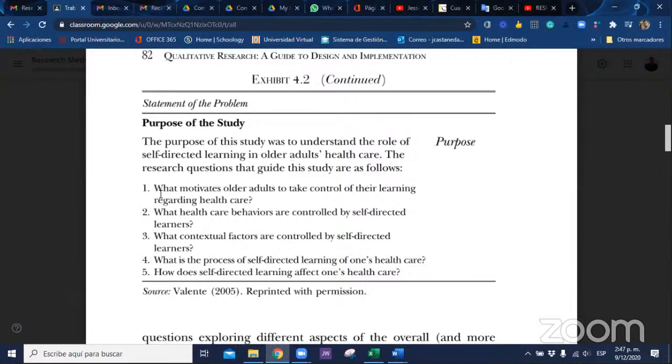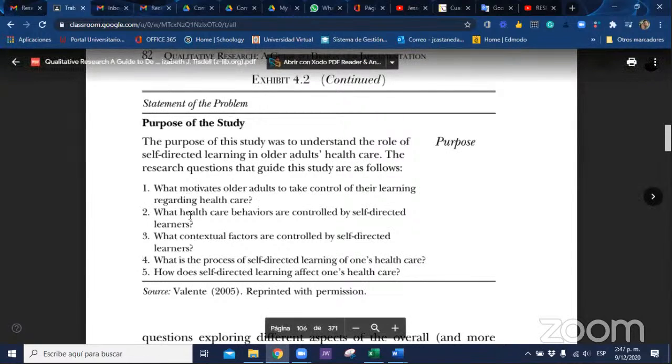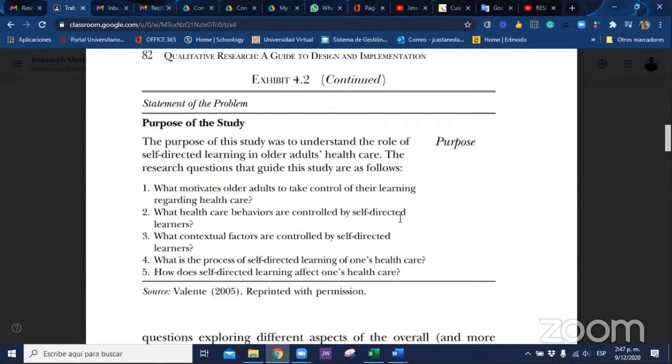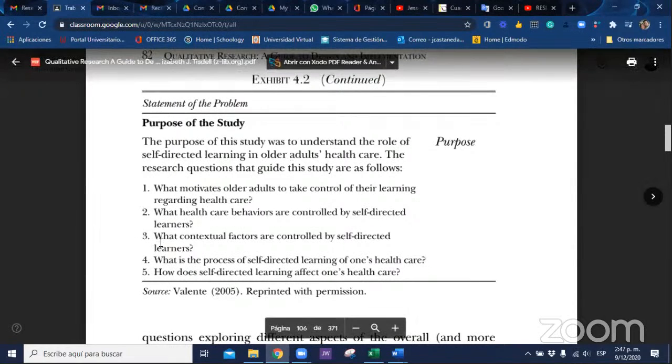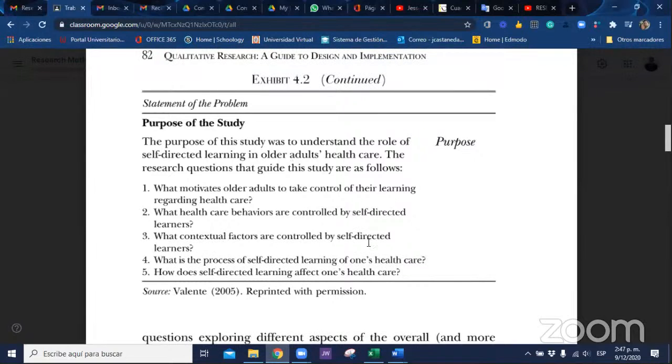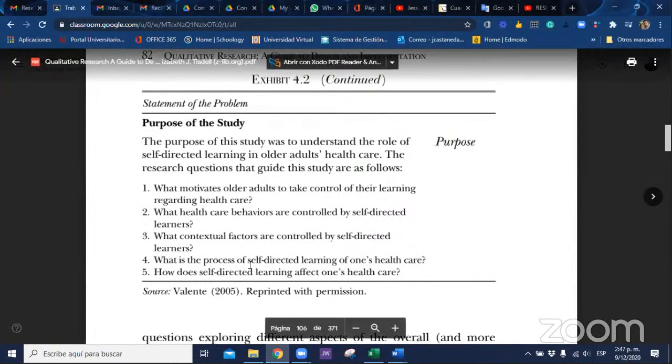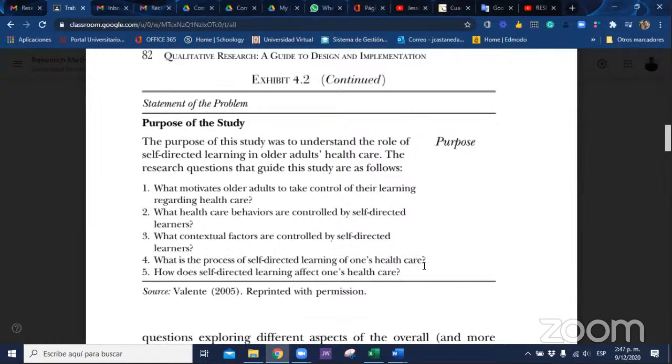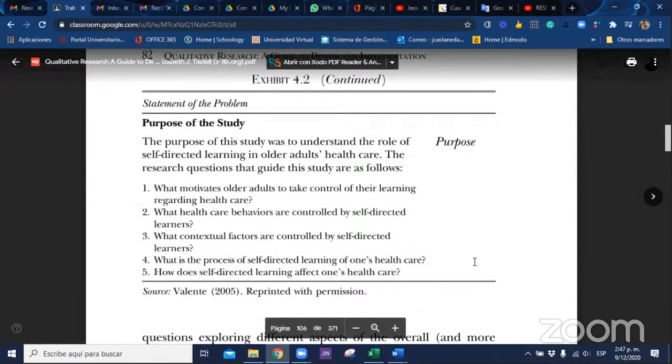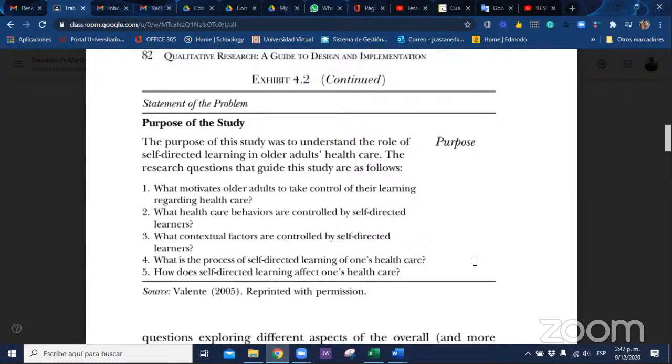And the questions are: what motivates older adults to take control of their learning regarding healthcare? What healthcare behaviors are controlled by self-directed learners? What contextual factors are controlled by self-directed learning? What is the process of self-directed learning in one's healthcare? How does self-directed learning affect one's healthcare? So with these questions, what kind of research would you say they can conduct? What method can they use?